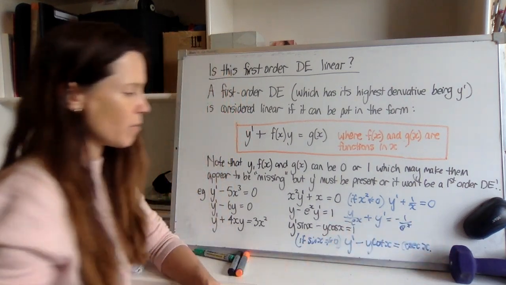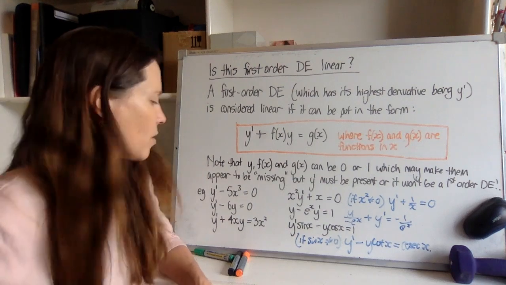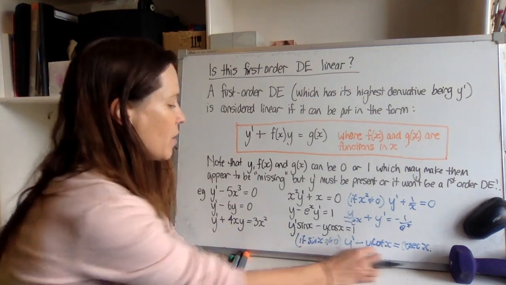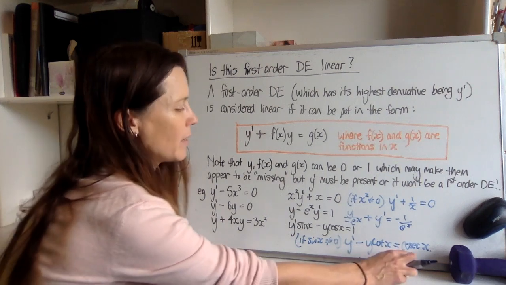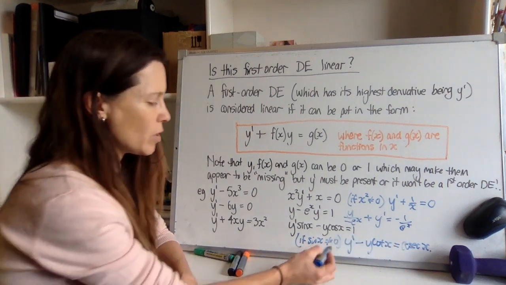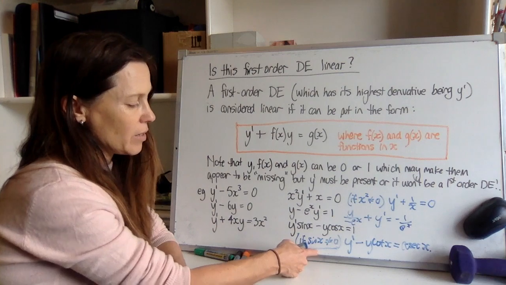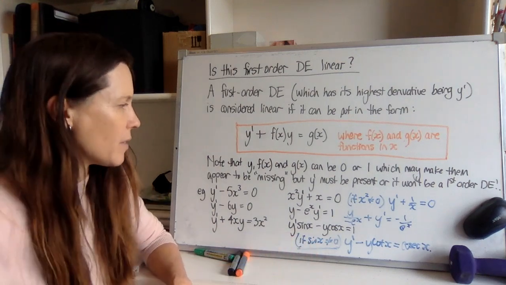Sorry, that's a little bit messy and my blue pen is not great. Hopefully you can still read that. So we've forced it into this form. We've got y dash, we've got y, and a function of x is equal to a function of x. But we've also got a disclaimer that tells us that it's only if sine of x is not equal to 0.